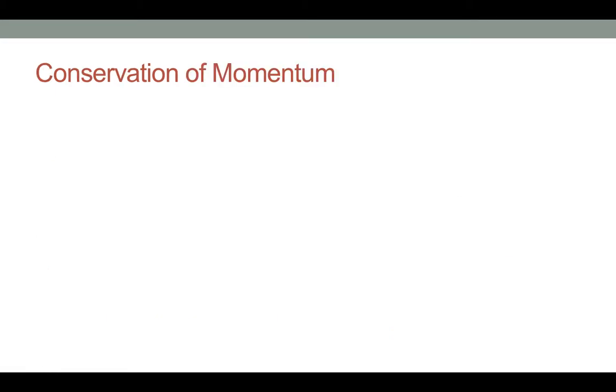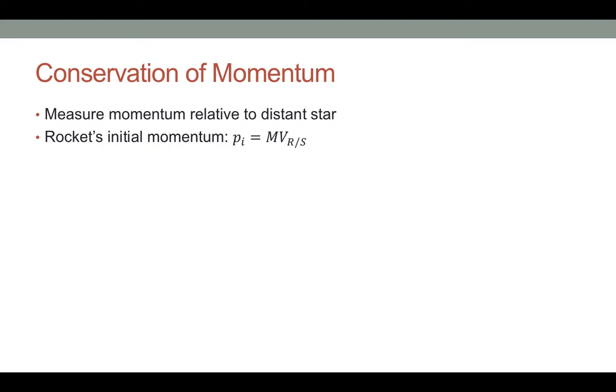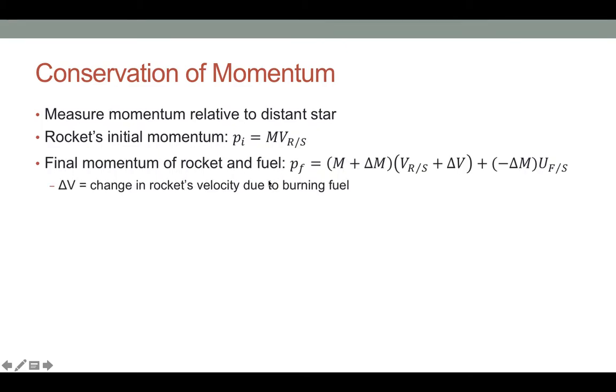Okay, now with that notation in mind, we're going to apply the conservation of momentum. We consider our system to be the rocket and the fuel. We're going to measure the momentum of our system relative to this distant star, our inertial frame of reference. Initially, the rocket has a certain amount of momentum, which is its initial mass times its initial velocity, measured relative to the distant star. Then it's going to burn some fuel. So its mass will be a little bit less, remembering delta m is negative, and presumably its velocity will have increased by a little bit.